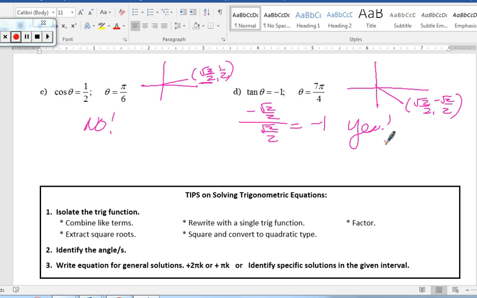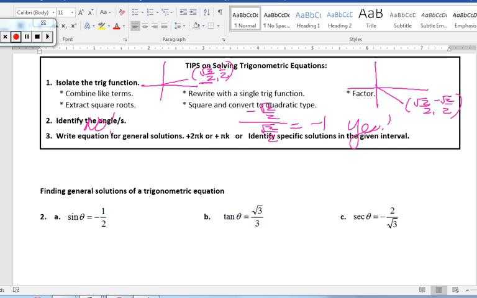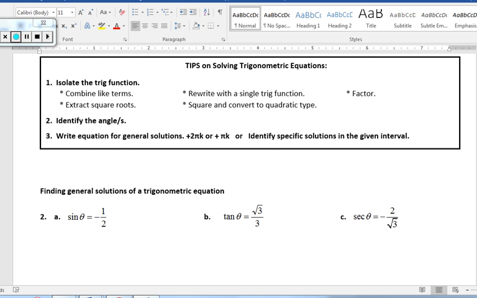Okay, so now it's time to actually start solving some of these. We just have some tips in the box here for us to look at. We do want to isolate the trig function. We can do this by combining like terms, extracting square roots, identifying the angles, and then write equations for general solutions or specific. I'm going to start with the general solution.